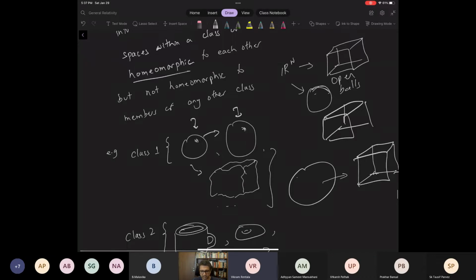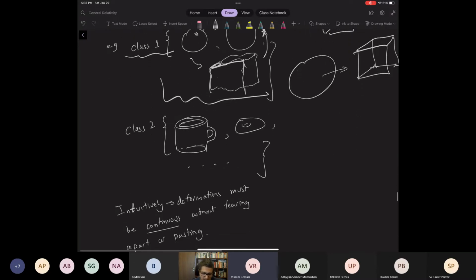And so this idea of homeomorphism is very powerful because you don't have to restrict yourself to talking specifically about spheres or specifically about cubes. You can just talk about all of these as members of a particular equivalence class, and all of these are homeomorphic to each other. They can be stretched and distorted into one another.